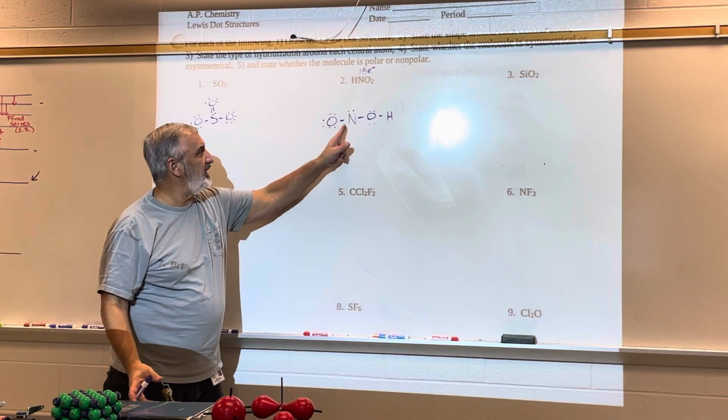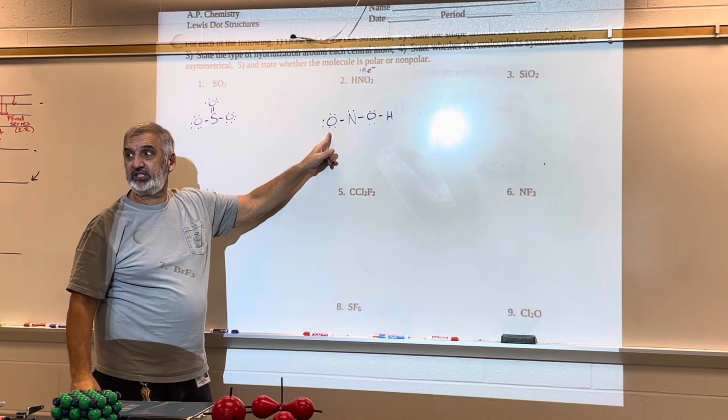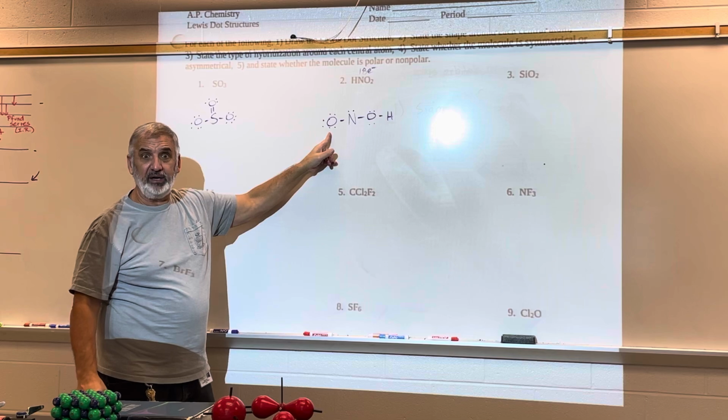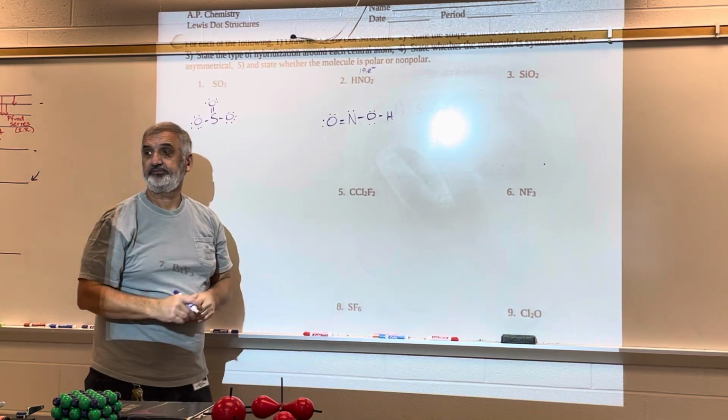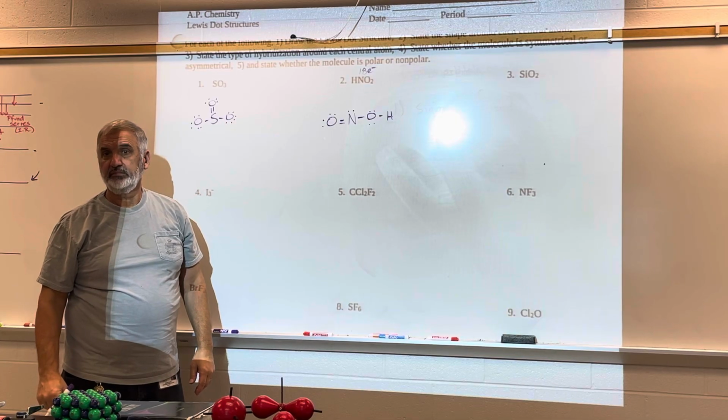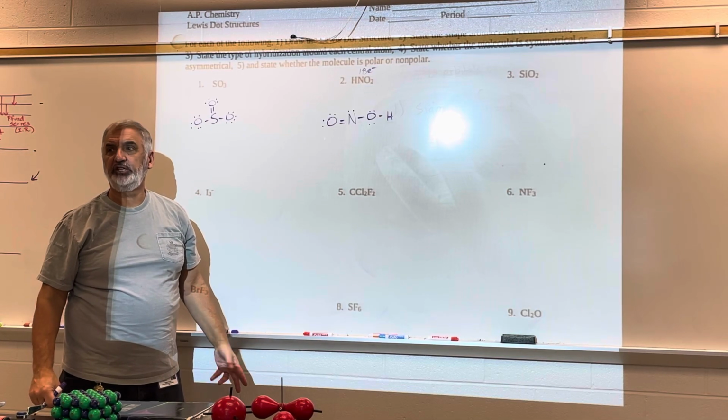This says 2 lone pair. This says 3 lone pair. So we're going to steal from the one that has more lone pair. So we're going to steal from this one and make the double bond. Okay, steal from the richer.